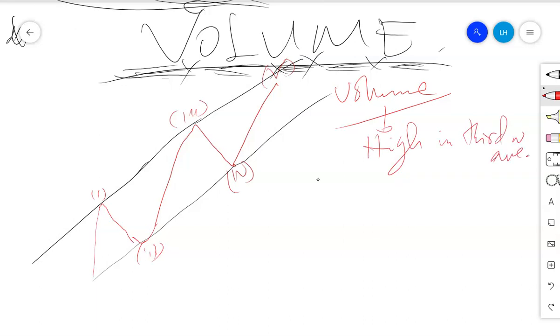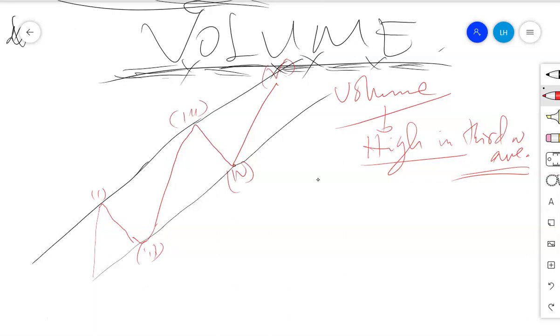Usually it was like this. Volume was seen to be very high in the third wave. And why in the third wave was volume usually seen to be very high? Now this is related to the issues on personality. I think we'll cover this. I covered the basics of Elliott wave, but I'll cover it again in advanced Elliott wave.